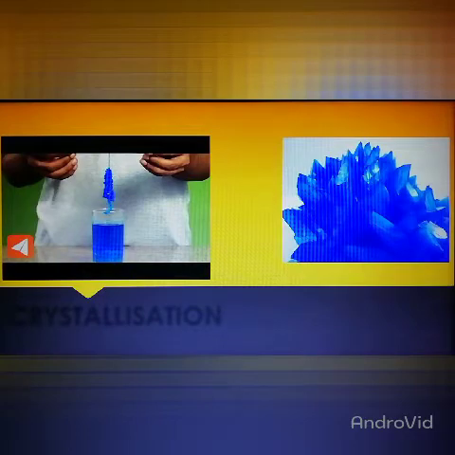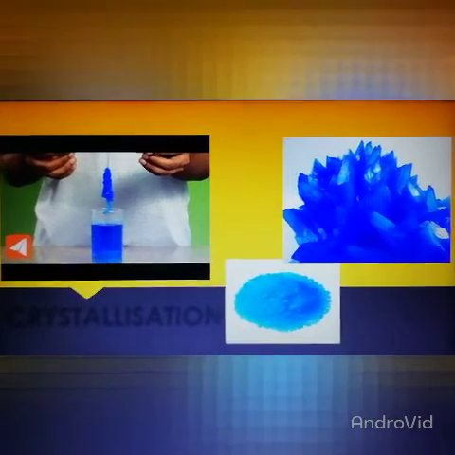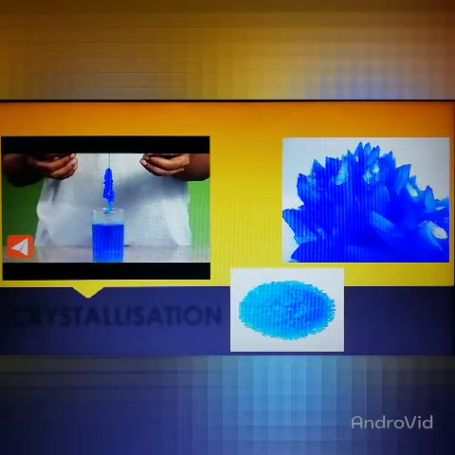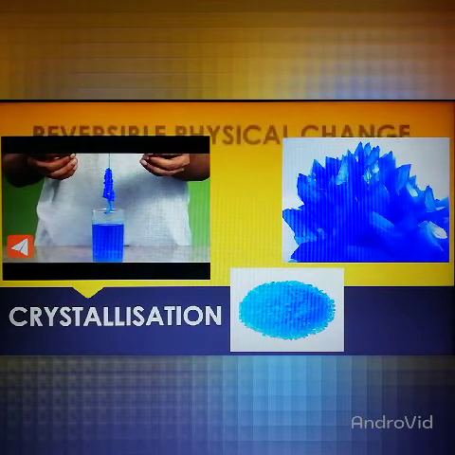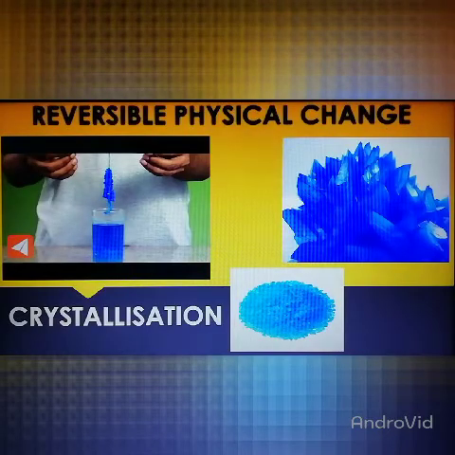Now, if the copper sulfate is mixed with boiling water, and the water is boiled for too long, then the copper sulfate crystals become smaller in size, right? Remember, this beautiful process is known as crystallization, and this is a reversible physical change.